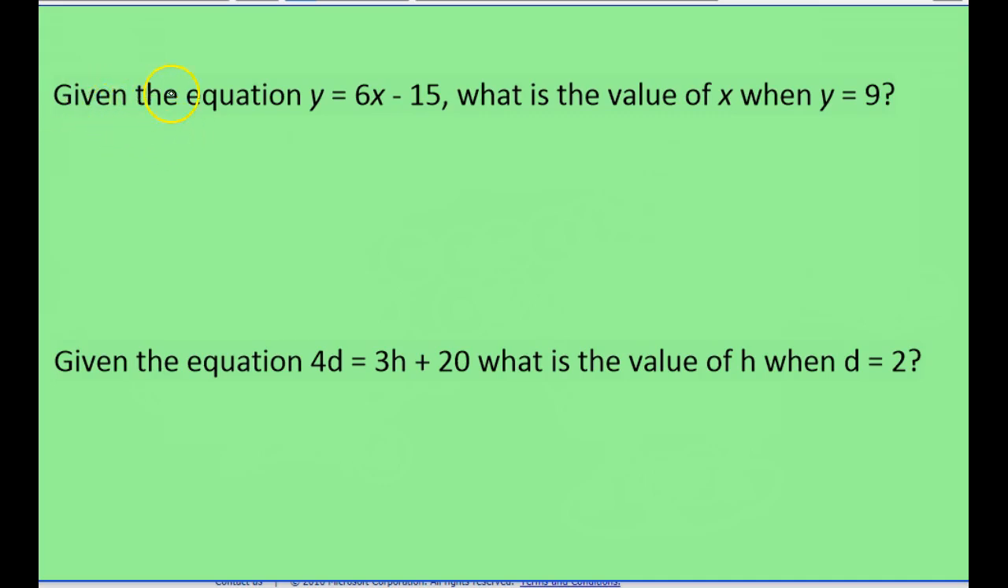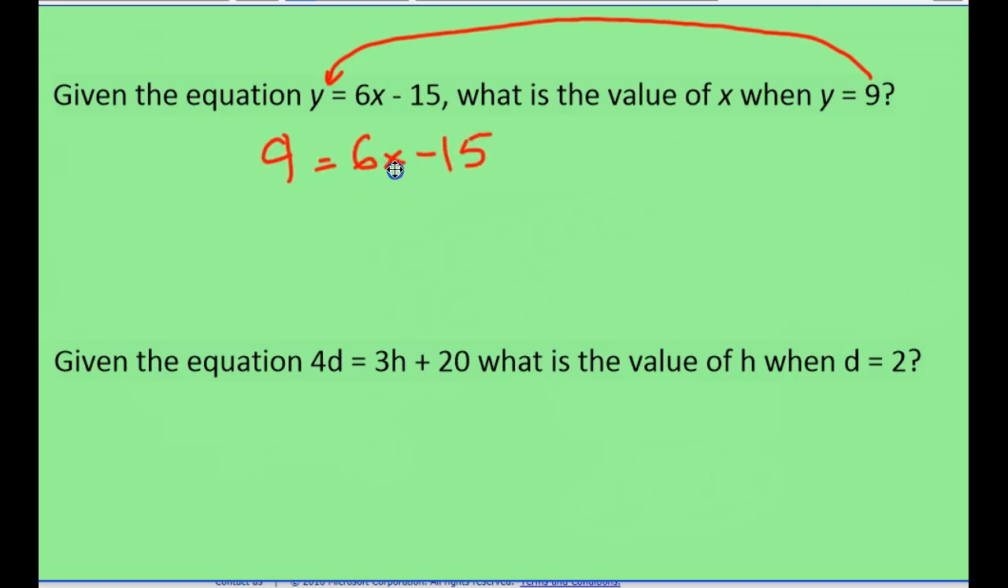Alright, this one says, given the equation y equals 6x minus 15, what is the value of x when y equals 9? Well, we are going to take this 9 and we are going to plug it in for y. So our new equation will read 9 equals 6x minus 15.